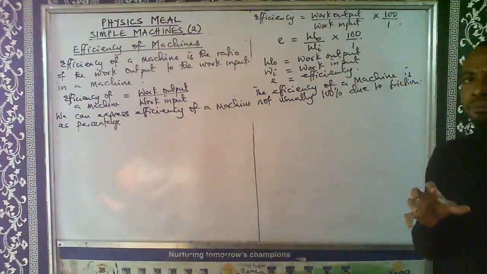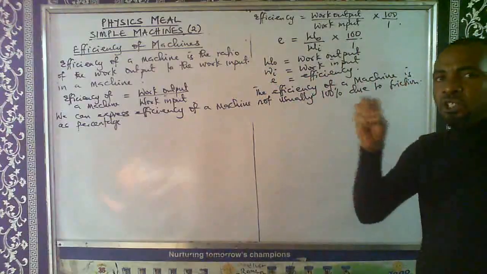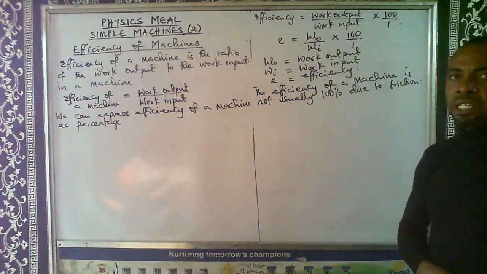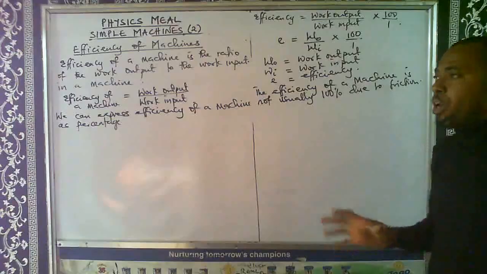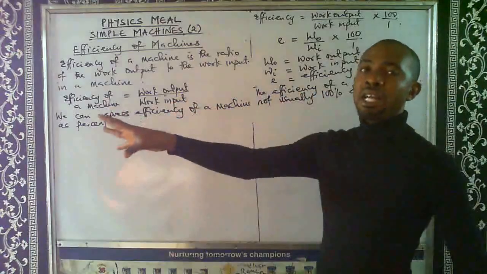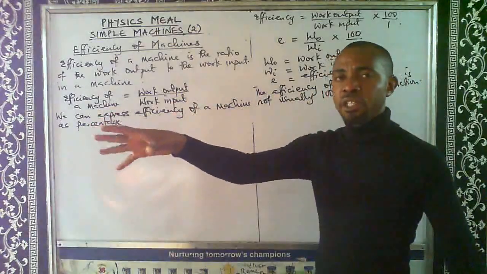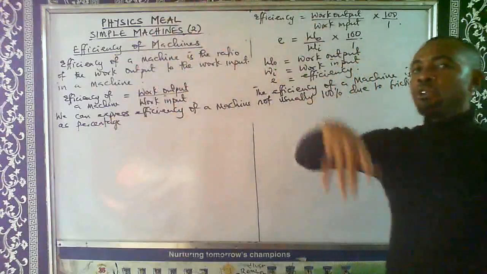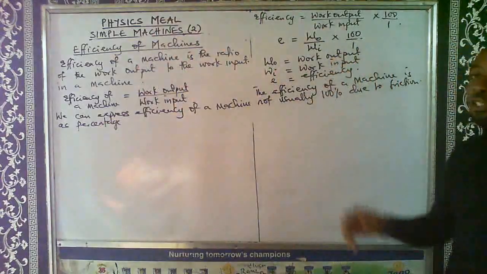That means in every machine, work is done against friction. So when there is work input, part of the work input will go and do work against friction to overcome frictional force. Then the remaining will now do the actual work in the machine to give us the work output.